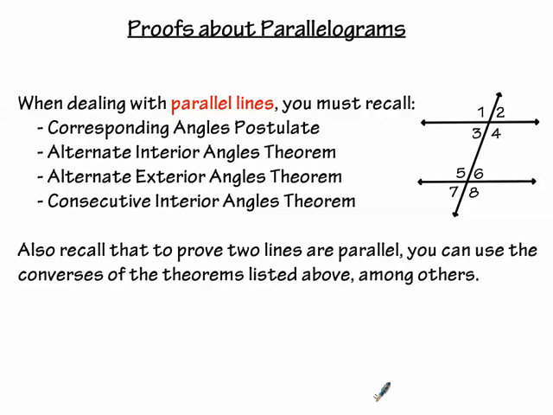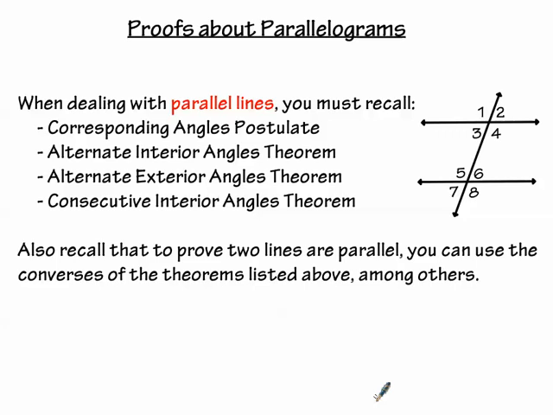So for example, you may see corresponding angles. Remember, that would be like angles 1 and 5, angles that are in the same position. Alternate interior angles, angles that are between the two lines, interior, but on opposite sides of the transversal. So maybe angles 3 and 6 or 4 and 5. Alternate exterior angles, outside the two lines on opposite sides of the transversal. One example there would be angles 1 and 8.